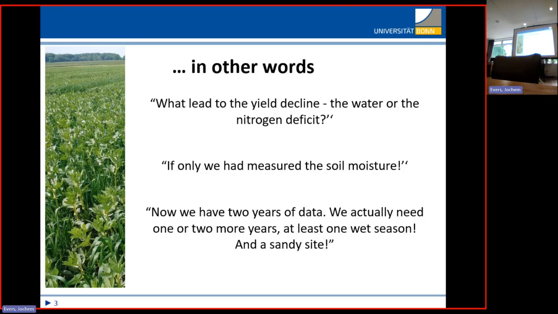We had no budget. And then the classical one, which always appears: we have 2 years of data, that's nice, but we actually need 1 or 2 more years, because we need a wet season, and also we have only loamy sites, but we have no sandy sites. Yeah, this is what always happens. And I think models can help us out of these problems, at least a bit.